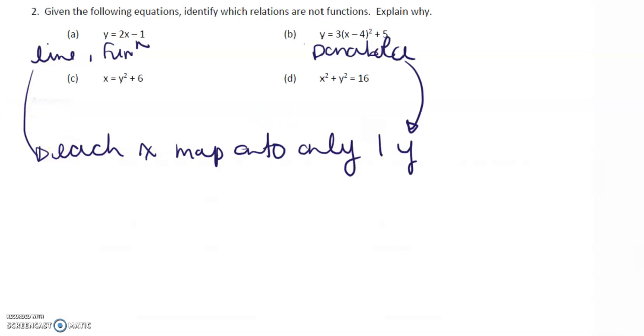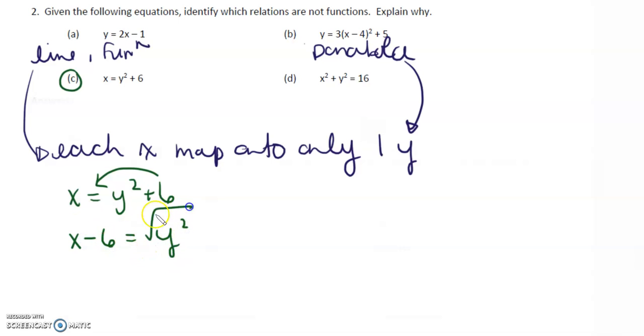Okay, so for C, C is a little bit harder because it's not in the form y equals. So I'm going to be honest, I don't really know what this looks like at all. So I'm going to bring the 6 over. I get x minus 6 equals y squared. And then when I root y squared, I get y equals plus minus the square root of x minus 6. So here's the thing. This is the root or the radical function, right? So we'll say this is a radical.